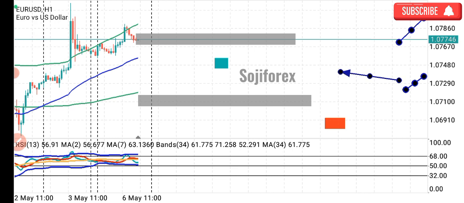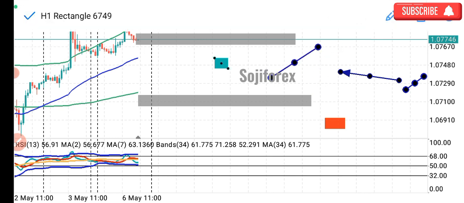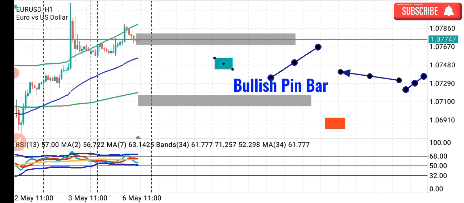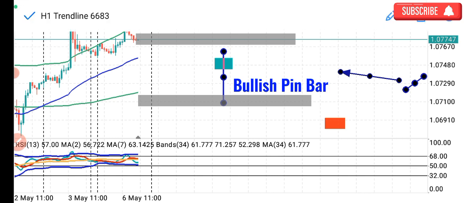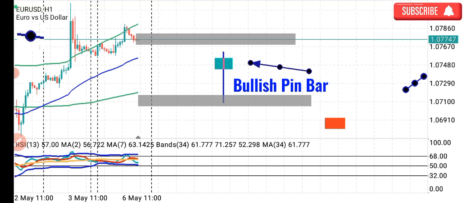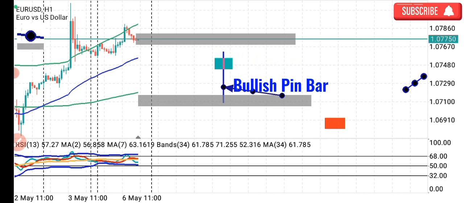A pin bar is a candle that has a body and a wick. What I'm trying to refer to is, assuming this is our candle, then it has a body and a wick. Okay, so this is what a typical pin bar looks like. You can see it can have a wick at the upside, it might not have a wick at all, and it will have a wick at the downside.